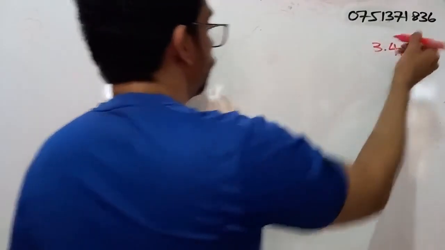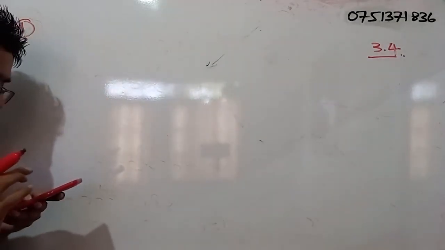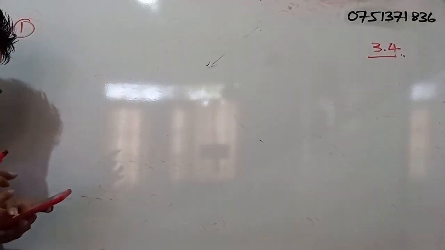Exercise 3.4. Find the magnitude of each of the angles marked by an English letter in the figures given below.